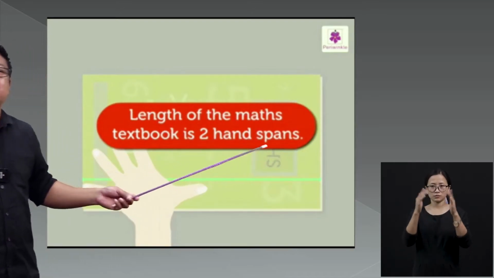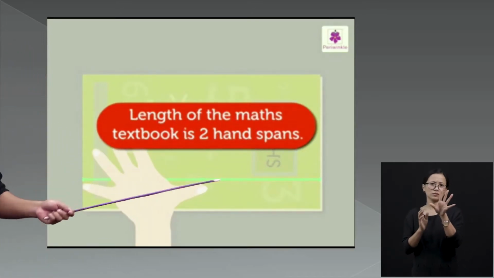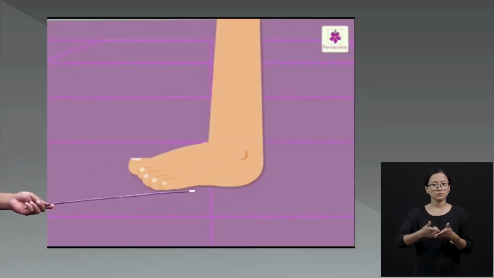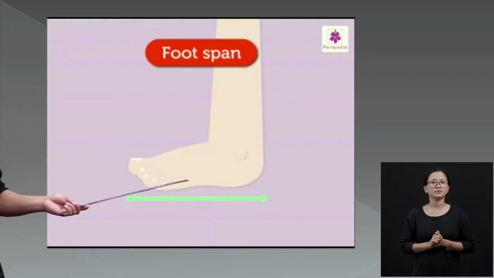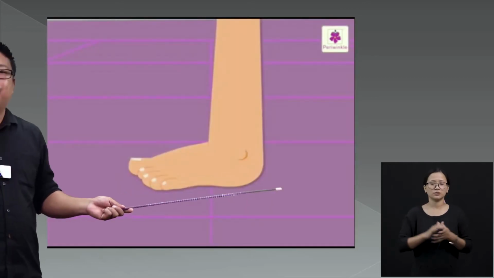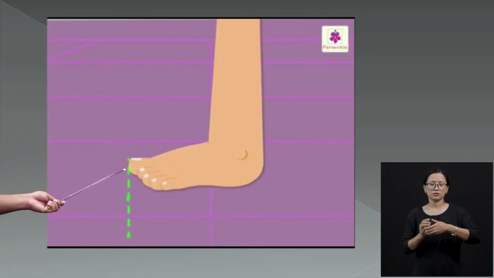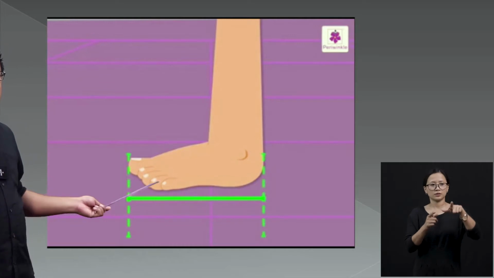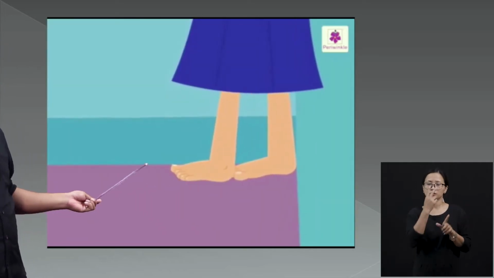Now let's look at the next method. The next method is about your foot. This is your foot. From here we can measure the foot span, that is from the tip of your toe to the end of your heel. This is the distance which we call foot span.